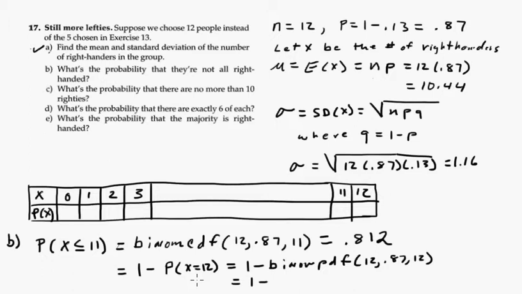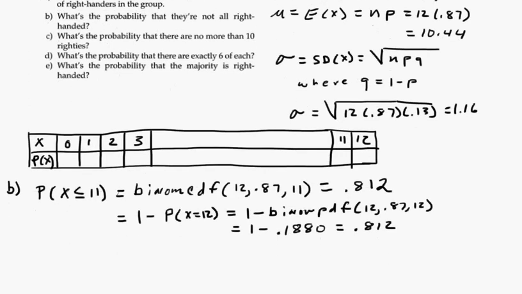I bet it's going to be a pretty small number. Binom PDF of 12, comma 0.87, comma 12. It's not as small as I thought. It's going to be 0.1880. So it turns out to be the same number, obviously. Okay, so there's two methods for doing that one.